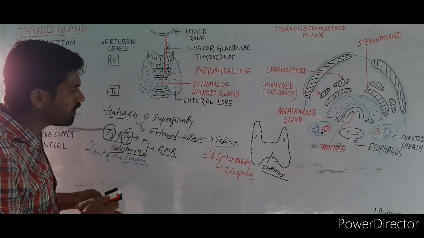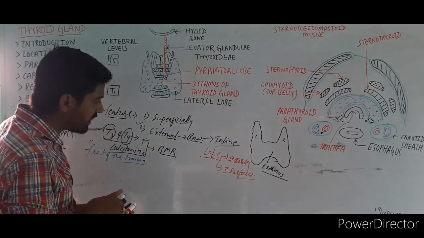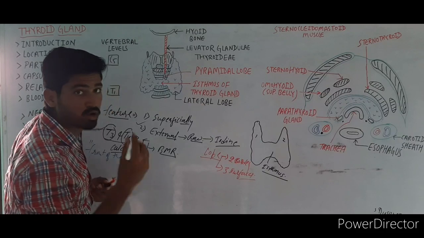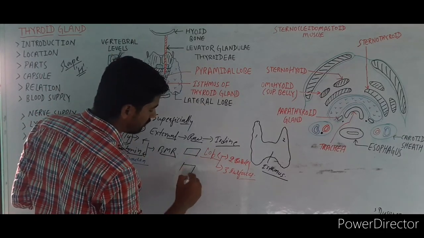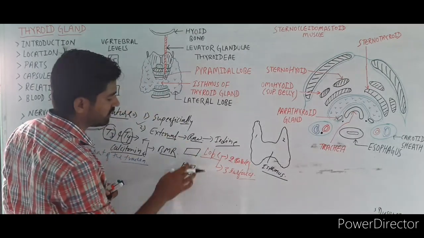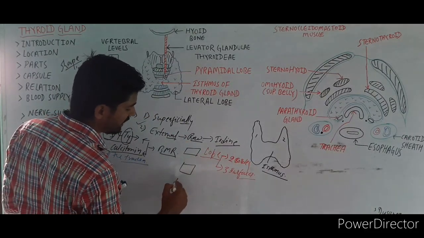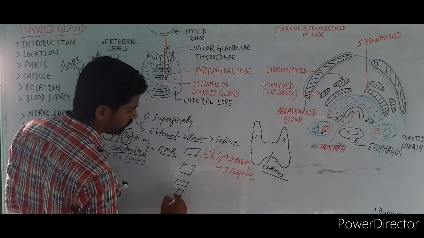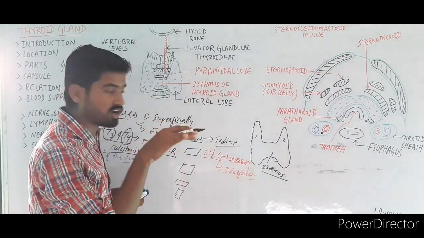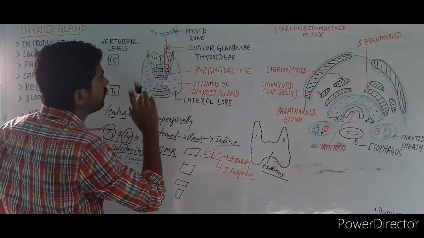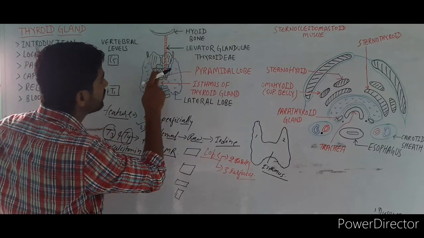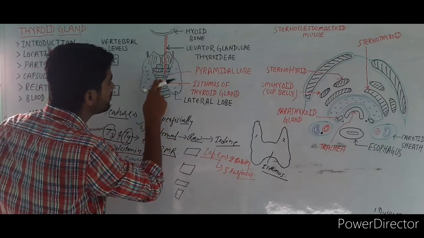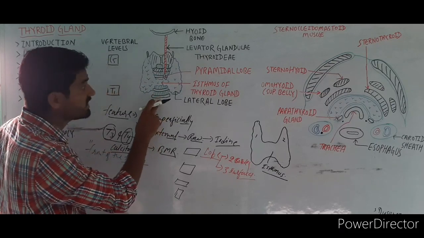In our basics, we already read the anterior triangle of the neck. I explained already: this is the hyoid, this is the thyroid cartilage, and here is the cricoid cartilage, and here is the sternum. So this is the hyoid bone, this is the thyroid cartilage, this is the cricoid cartilage, and this is the tracheal ring.